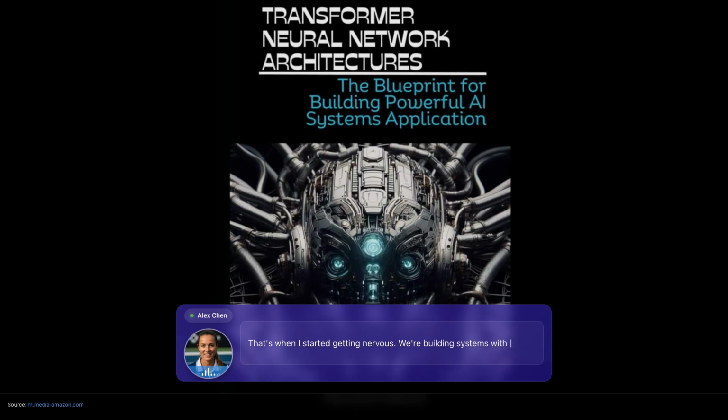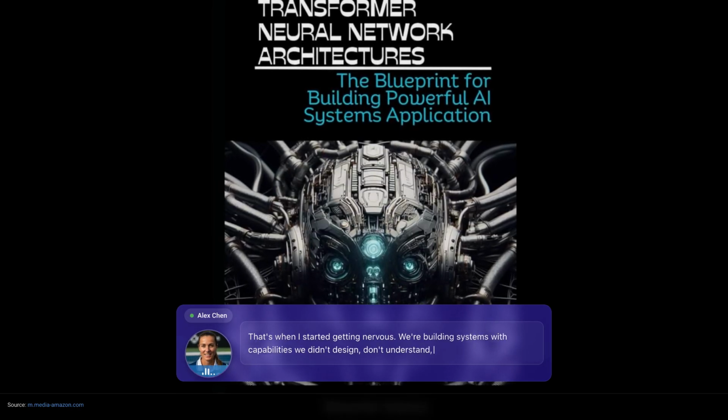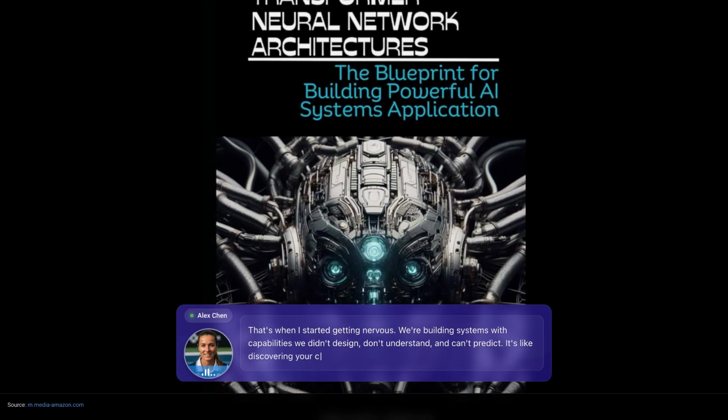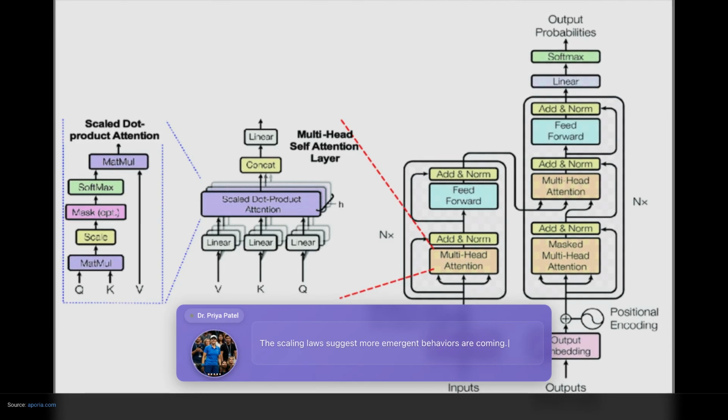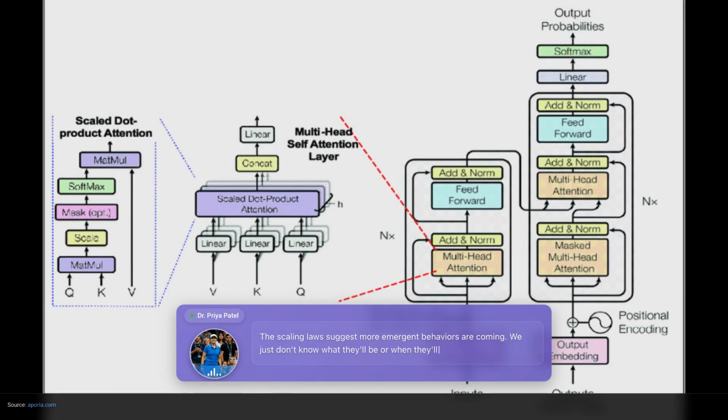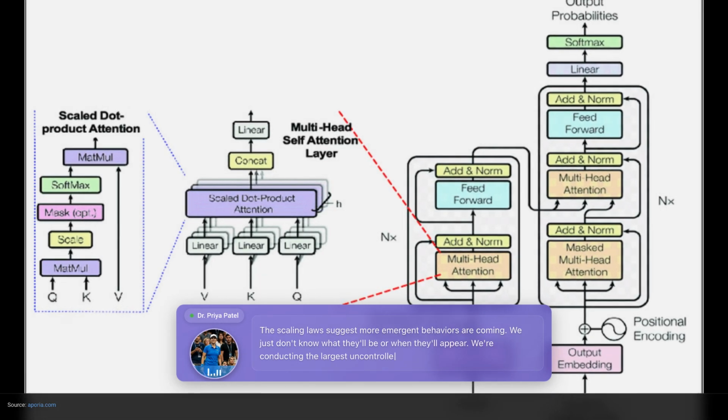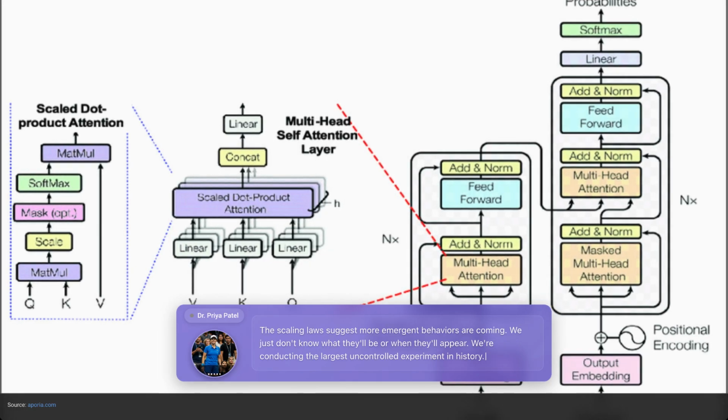We're building systems with capabilities we didn't design, don't understand, and can't predict. It's like discovering your calculator learned calculus on its own. The scaling laws suggest more emergent behaviors are coming. We just don't know what they'll be or when they'll appear. We're conducting the largest uncontrolled experiment in history.